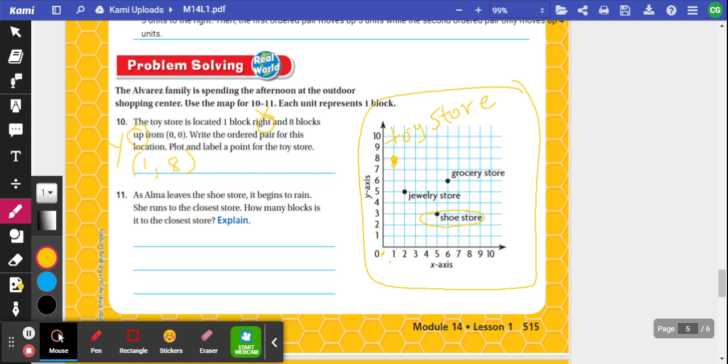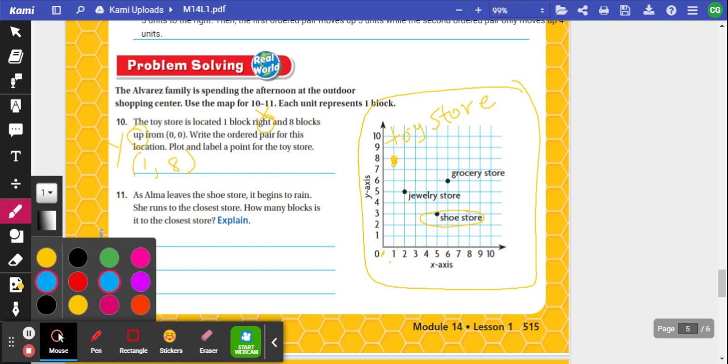So where is the closest store? Is it the jewelry store, or is it the grocery store, or is it the toy store? Well, let's see. We're going to go up 1, 2, 3, and then to the right, that's 4, or 1, 2, 3 up, and then back 1, 2, 3, that's 7.